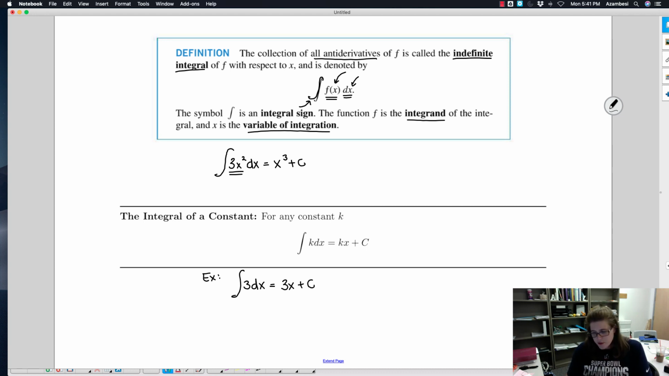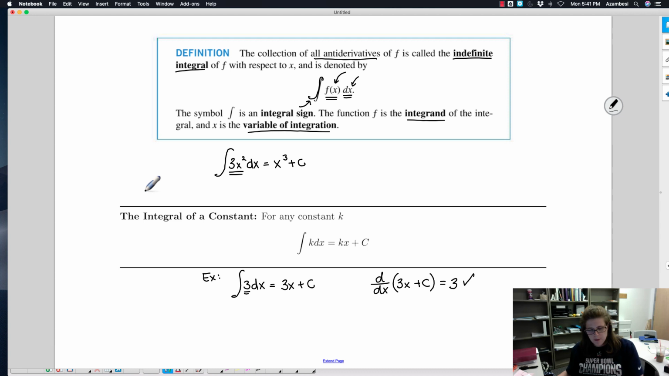Now if you want to check your work, then what you want to do is take the derivative of what you end up with. So if I were to take the derivative with respect to x of 3x plus c, then what I get is 3 from the first term, and my c drops off because it's a constant. So this is the correct thing.